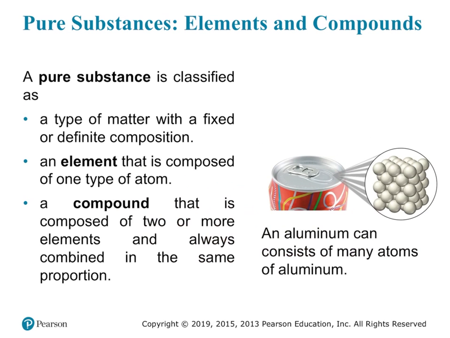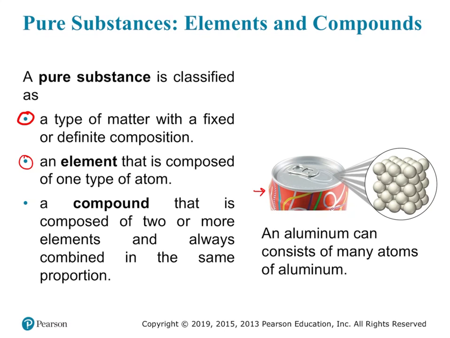All right, so now let's focus on pure substances. So within pure substances, we actually have two more categories or subcategories, elements and compounds. So a pure substance is classified as a type of matter with a fixed or definite composition, like we just saw in the last slide. So that can either be an element that is composed of one type of atom. And an example of that is aluminum. So an aluminum can is shown to the right, and that just consists of many atoms of aluminum. And there's nothing else mixed in to that aluminum, so it is a pure substance.